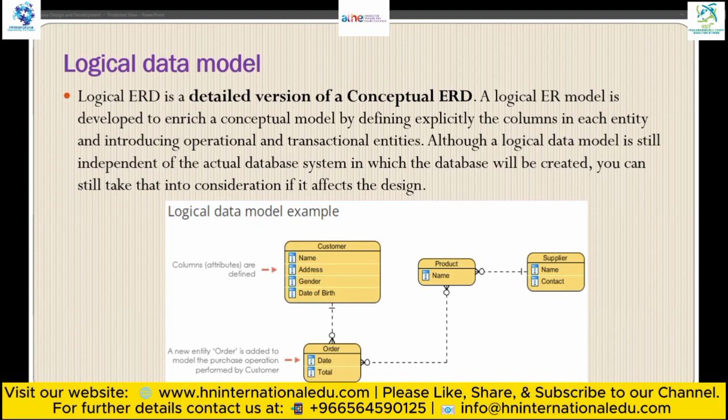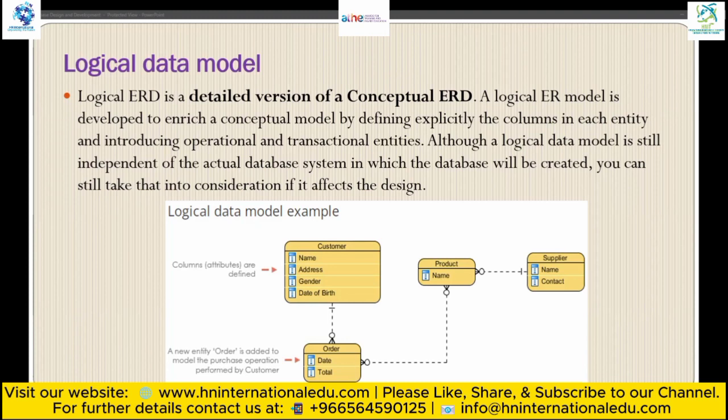And you are going to introduce what the operations will be. Either you want to do some search, or you want to do some update. These are the transactions. Although a logical data model is still independent of the actual database. Why? Because the logical data model has some limitations, and the actual database system will operate in real time, which also has some separate limitations, in which the database will be created.